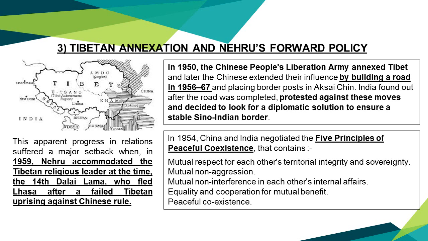This apparent progress in relations suffered a major setback when in 1959 Nehru accommodated a Tibetan religious leader, the 14th Dalai Lama, who fled Lhasa after a failed Tibetan uprising against Chinese rule. In pursuance of Nehru's forward policy, India started sending Indian troops on border patrols into disputed land. This program created both skirmishes and deteriorating relations between India and China.